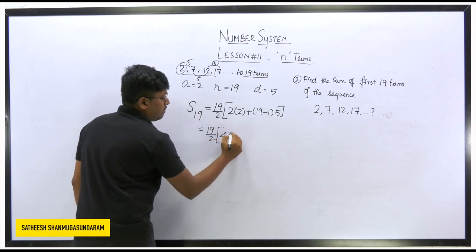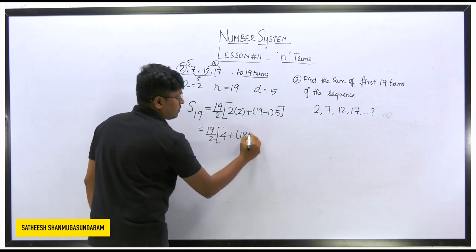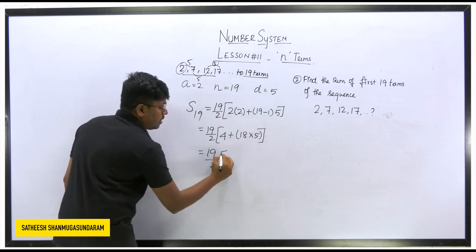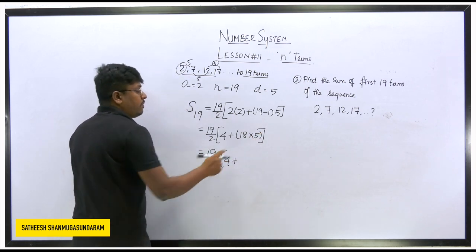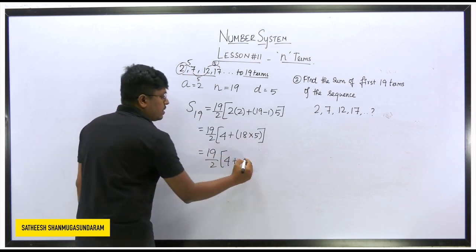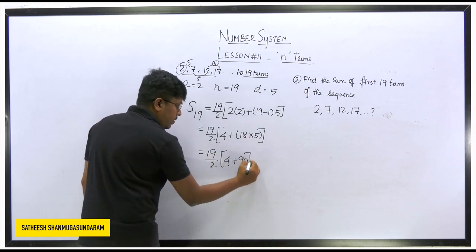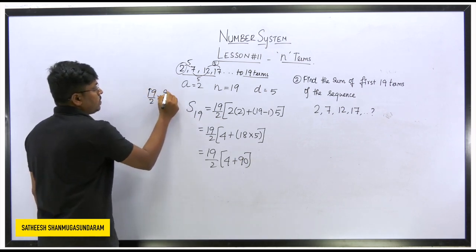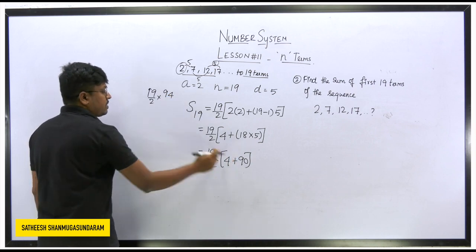So 2 into 2 will be 4. So 19 by 2, into 4 plus 18 into 5. 8 5s are 40, so remaining will be 4, that is 90. Got it? So 19 by 2 into 94, since 90 plus 4 will be 94.